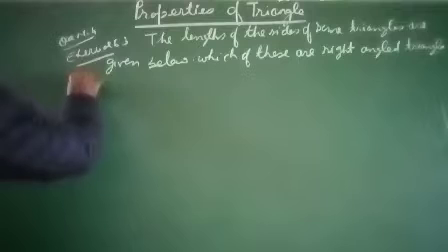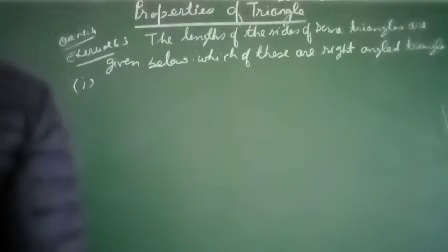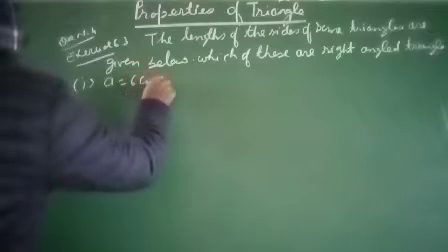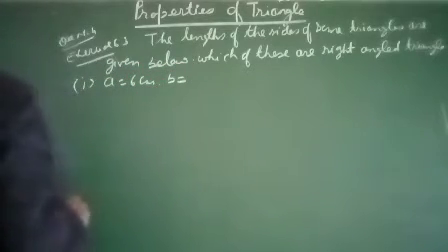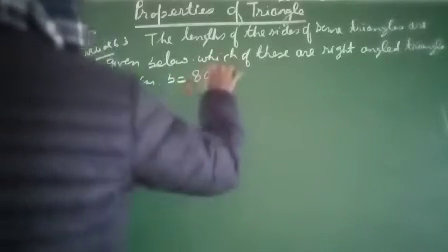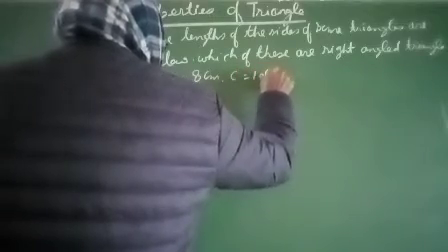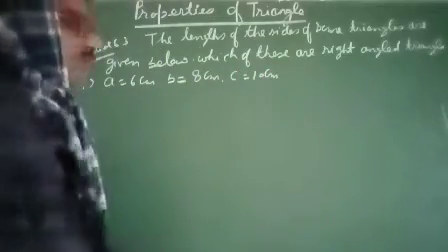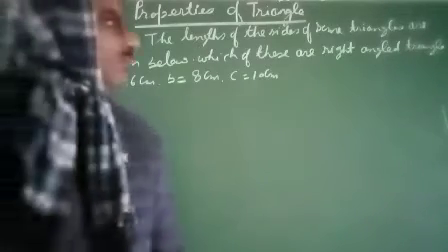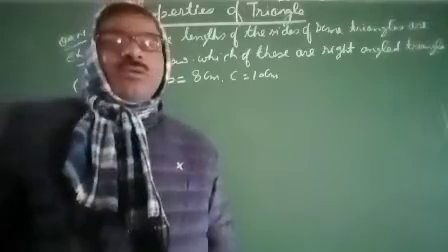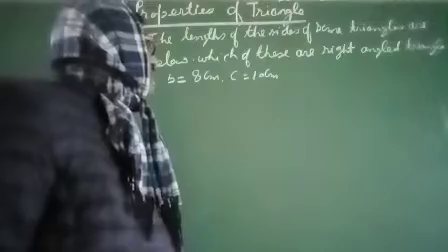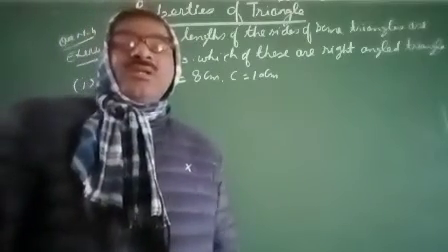In this part, first, A equals 6 centimeter, B equals 8 centimeter, and C equals 10 centimeter. We have to find out whether the triangle with the given sides A equals 6 centimeter, B equals 8 centimeter, C equals 10 centimeter is a right angle triangle or not.